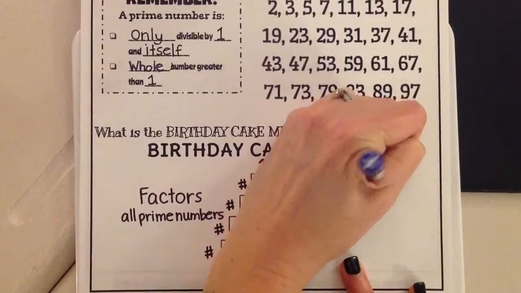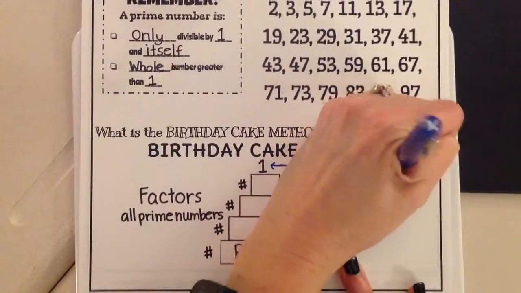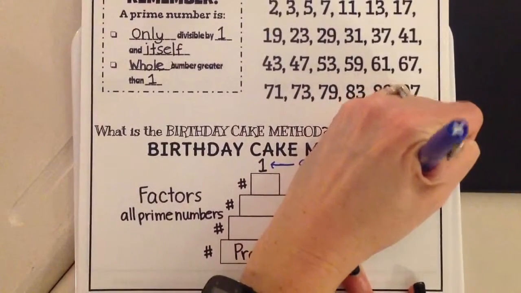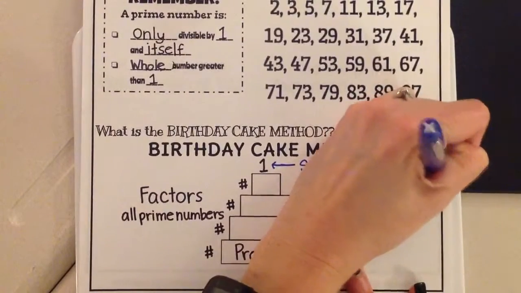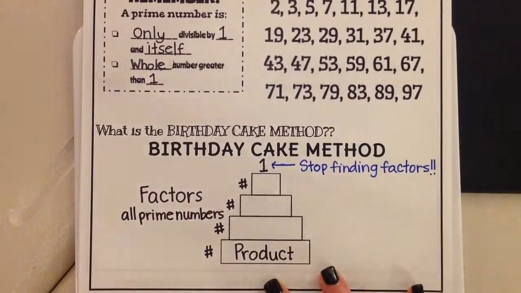So I'm going to write that down. Stop finding factors once you get a 1 at the top. And you can think of that 1 as being the candle on your cake. You're going to stop here.